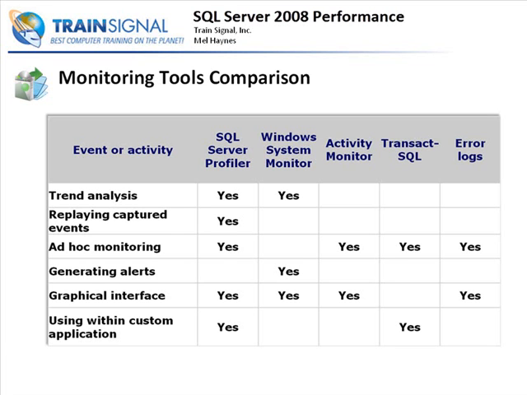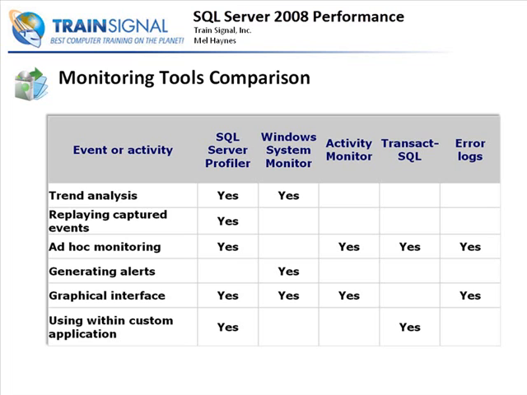But as you can see, you have Windows System Monitor. That'll do that. Windows System Monitor is great for trend analysis, just like SQL Server Profiler. And both of those have a graphical user interface. Activity Monitor is your ad hoc tool. Something's not quite right, you want to pull up something where you can get a quick picture of what's going on. That's your Activity Monitor. Transact SQL is great for ad hoc monitoring, and great for building your own custom applications to monitor and track what's going on in your SQL Server.